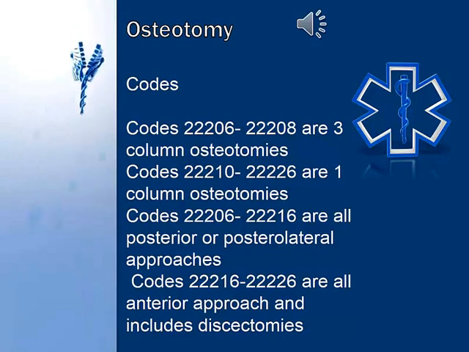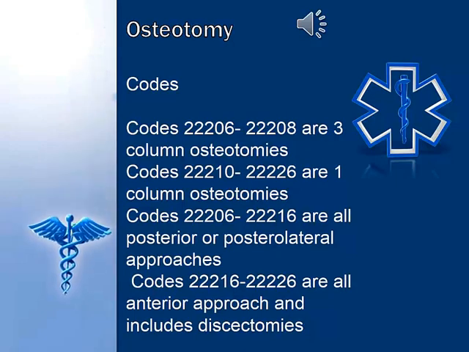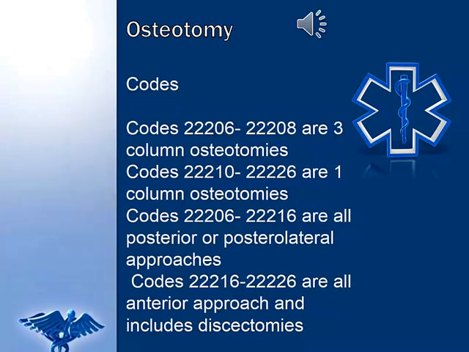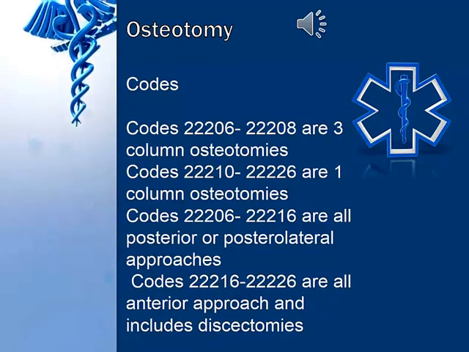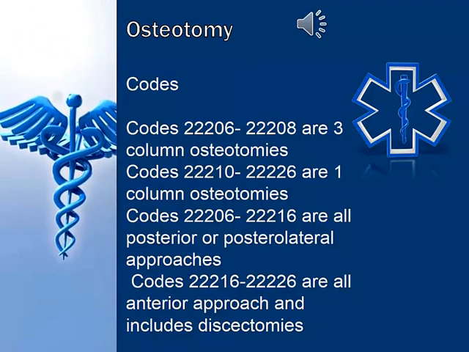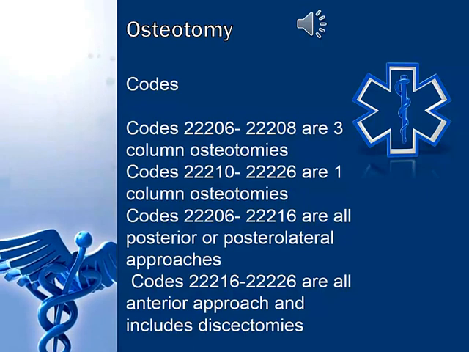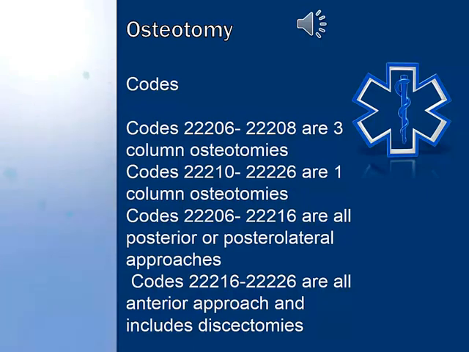You're also going to need to make sure that you're paying attention to the fact that code 22206 is being performed in the thoracic area. Code 22207 is performed in the lumbar area. Code 22208 is for each additional segment, okay? Each additional one. Code 22210 is for the cervical area. 22212 is thoracic. 22214 is lumbar. 22216 is each additional vertebral segment, okay?